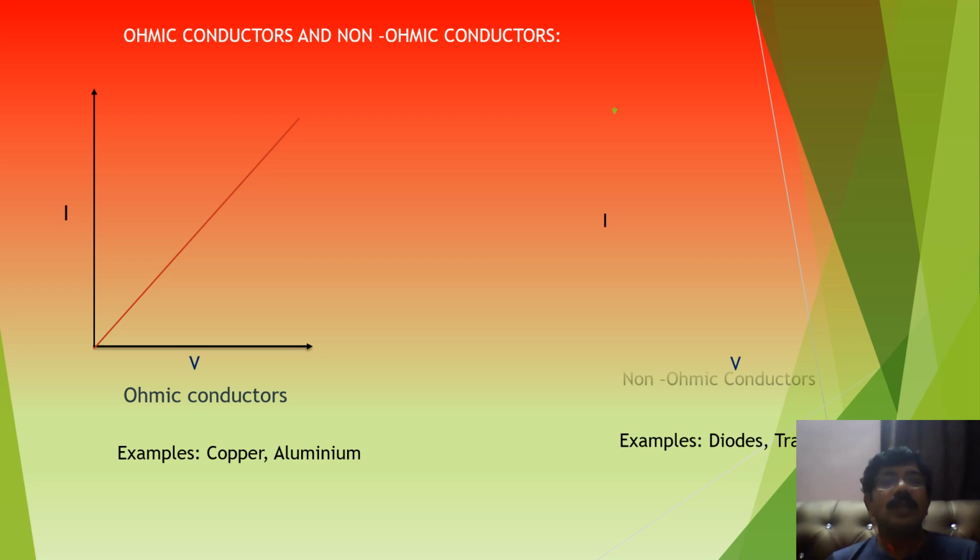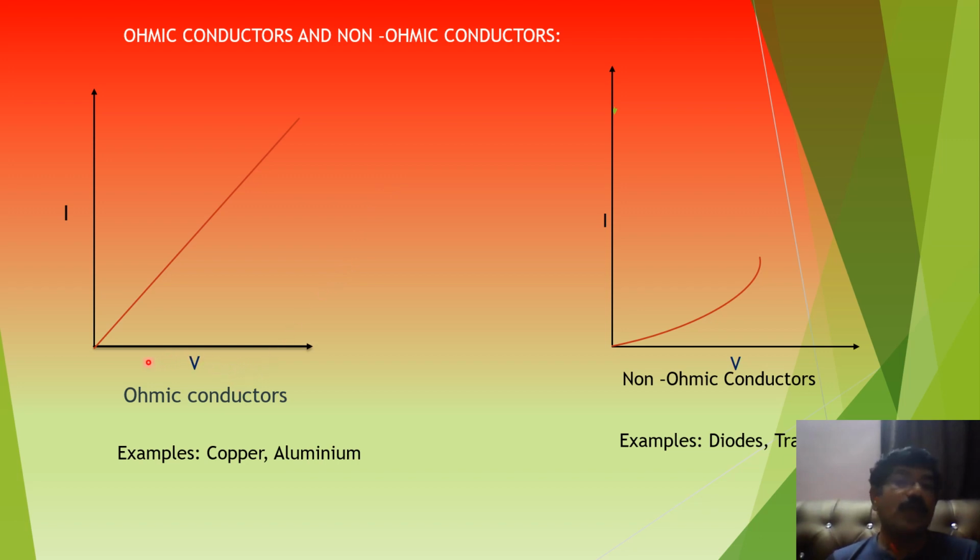Now see this one. What are ohmic conductors and non-ohmic conductors? Let us discuss this. You observe this graph, the graph of potential difference and current. Here you got the straight line. Here you got the straight line. The conductors which obey Ohm's law are known as ohmic conductors. So the graph of potential difference and current is always a straight line. These conductors are also known as linear conductors. Examples of ohmic conductors are copper and aluminum.